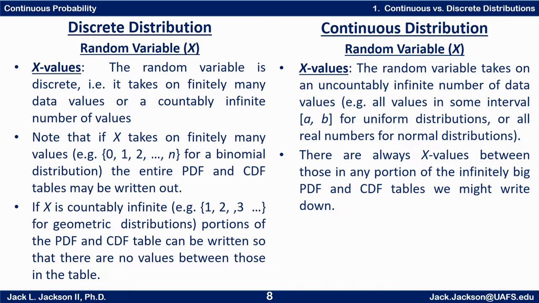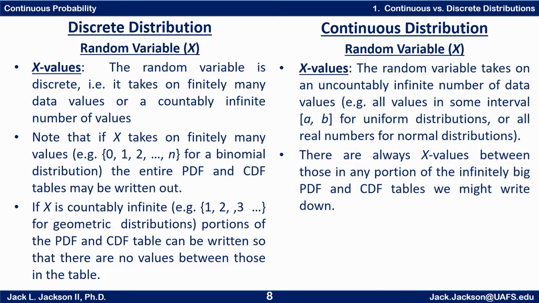So we're going to start by talking about the random variable X. So material on the left should be review. Material on the right is extending this previous knowledge into our new situation. So on the left here, we see random variable X is discrete. What does that mean? Well, it means it takes on finitely many data values or a countably infinite number of data values.